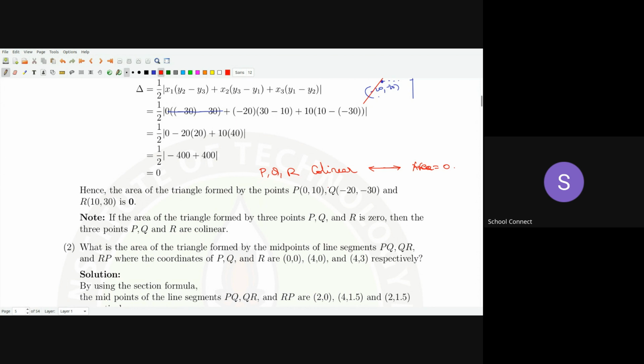Again, collinear is just a technical term. Collinearity means all 3 points are on a single straight line.